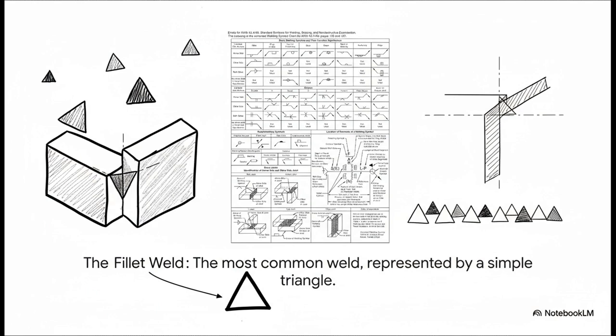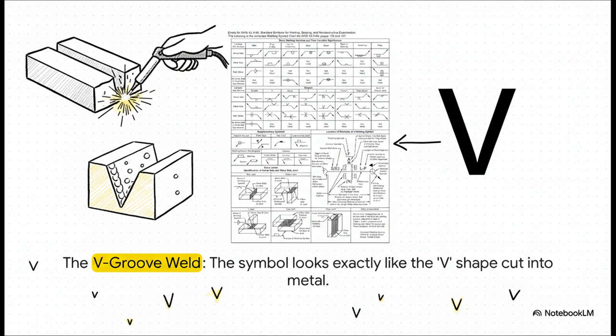It's used to join two pieces at an angle, like inside a corner. And what shape does that weld make? A triangle. So what's its symbol? A simple triangle. See, it just makes sense. Let's do another one. For what's called a V-groove weld, you actually grind the edges of the metal plates into a V shape before you fill it in. So what do you think the symbol is? Yup, it's literally a V. The symbol shows you exactly how to prep the metal. Once you see it, you can't unsee it.